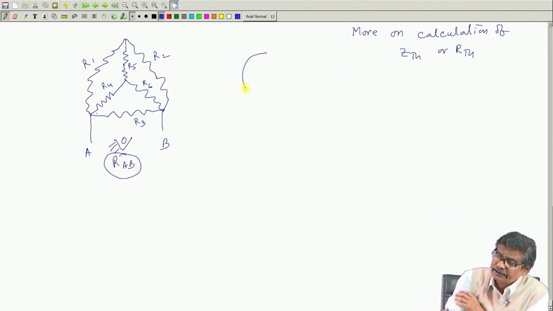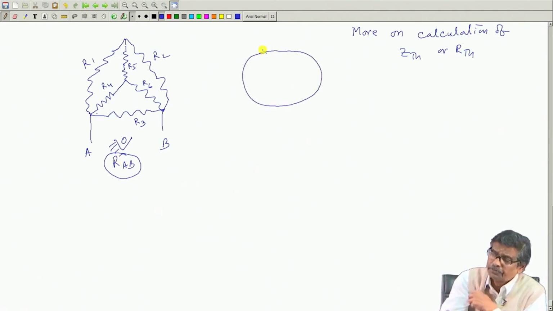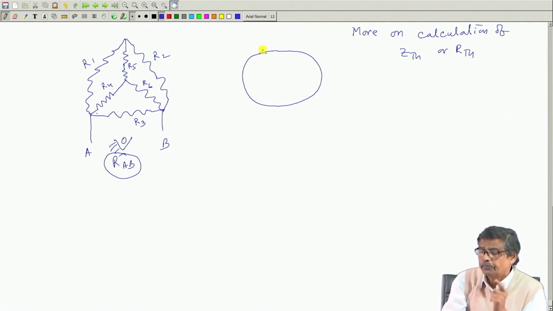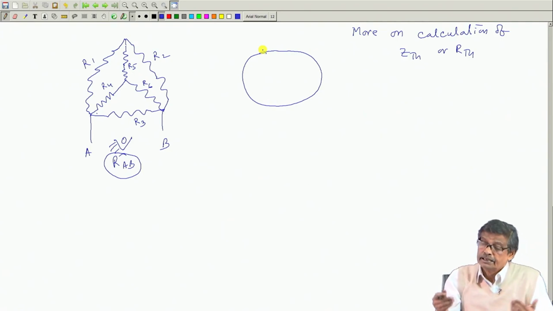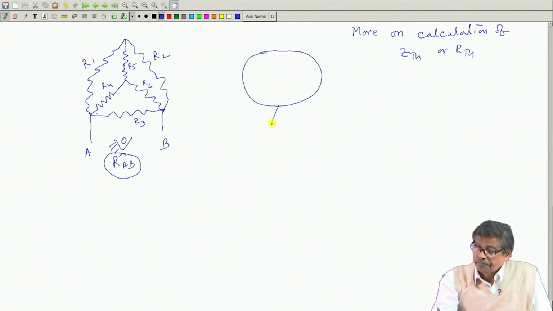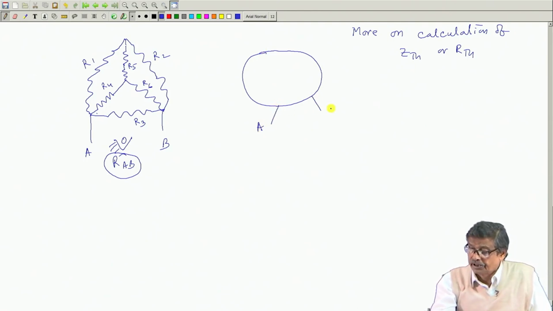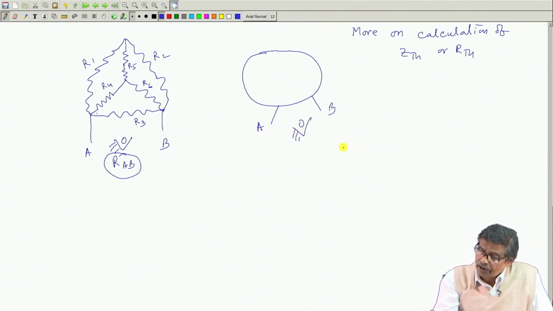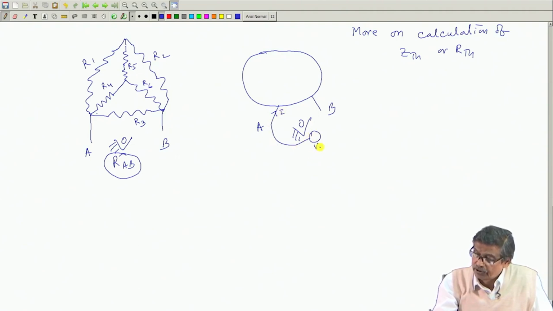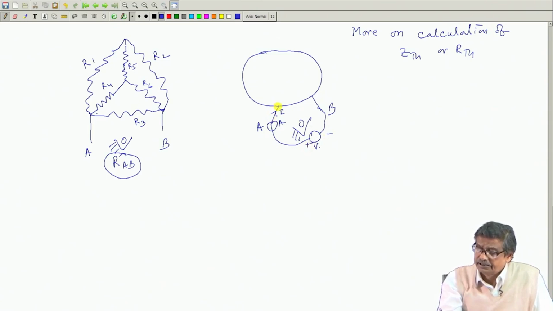There is one way of solving this problem. If you cannot decide whether the resistances are connected in series or parallel, you have to find out the impedance looking into the circuit. The best thing is to apply some known voltage V between these 2 points, connect an ammeter here, and see the current drawn by this network.